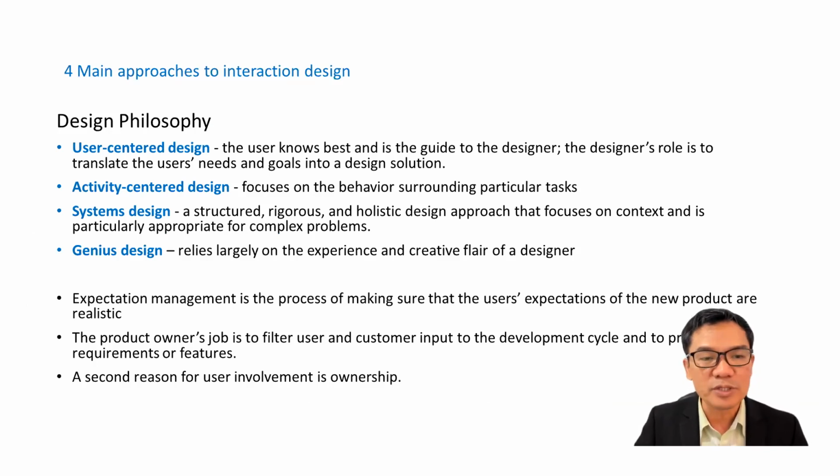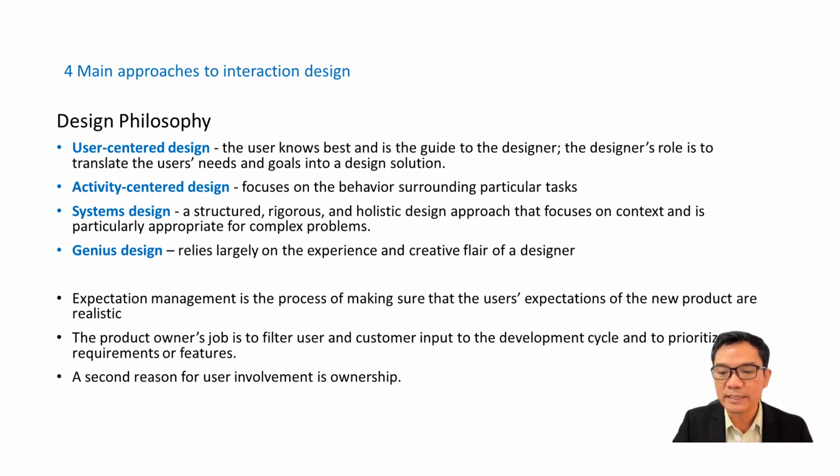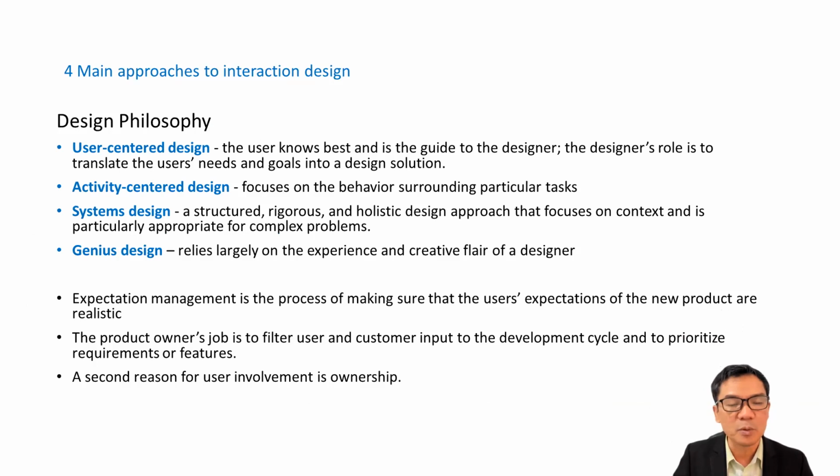So we have main approaches to interaction design. We have identified four approaches here, under design philosophies. Number one is user-centered design. Number two is activity-centered design, then systems design, and genius design. In user-centered design, the user knows best and is the guide to the designer. The designer's role is to translate the user's needs and goals into a design solution. So here there is active participation of the user, and the designer is just listening to the input from the user.